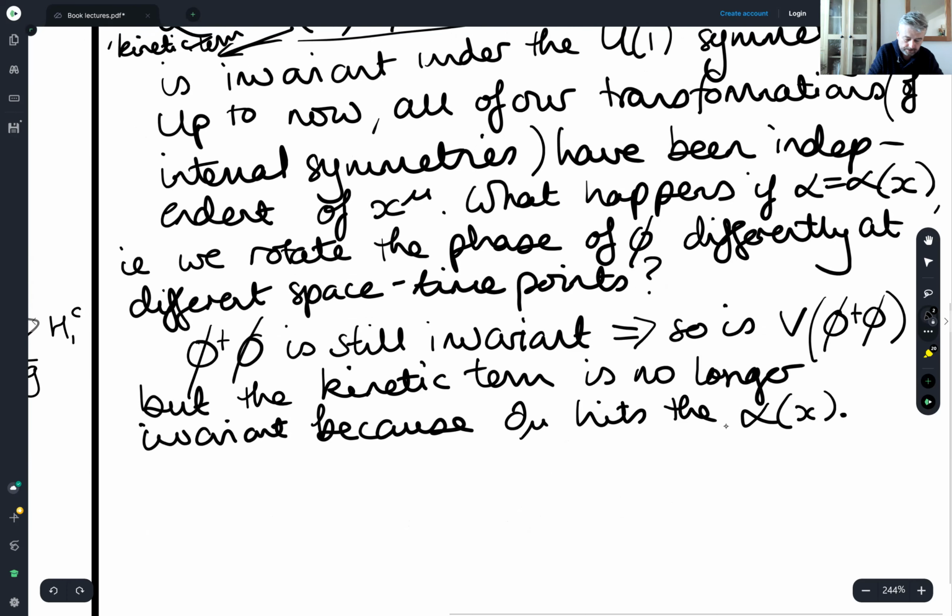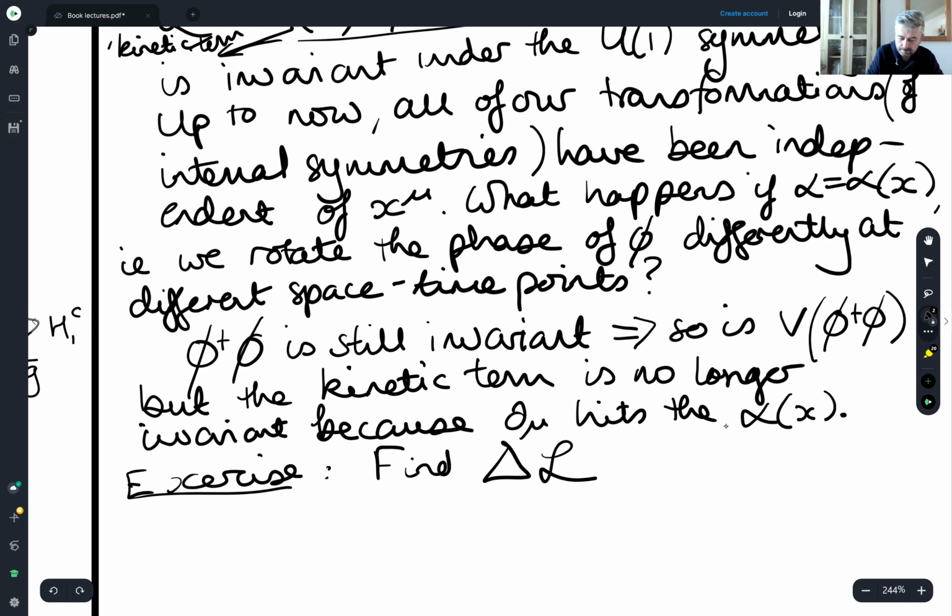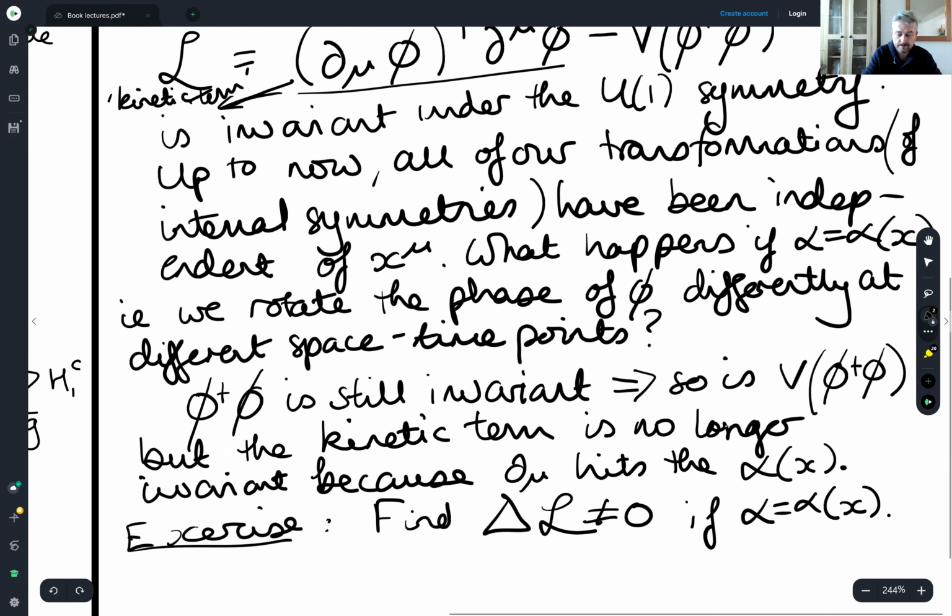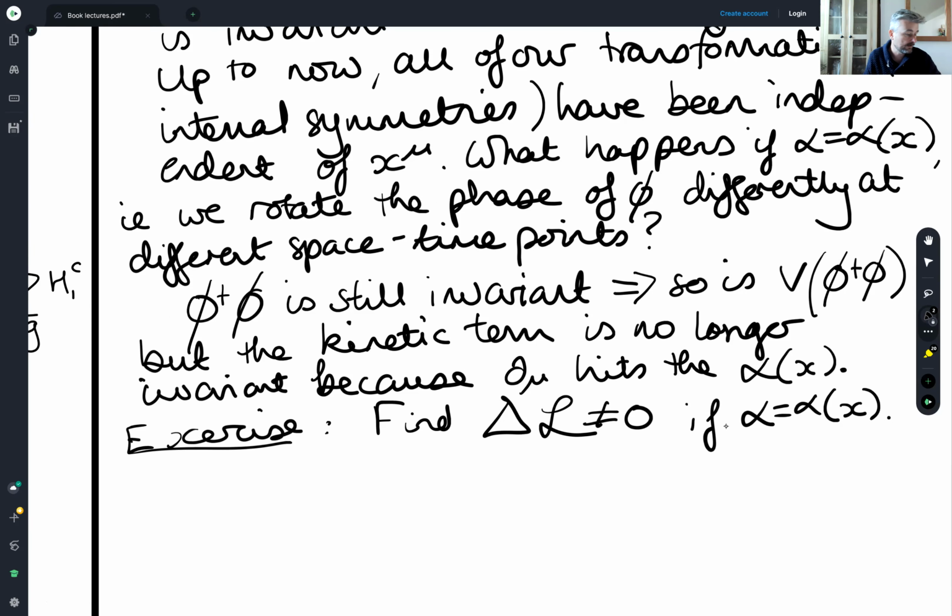So there's a little exercise for you at this point, as I'll do it now. Find the change in Lagrangian, and you should get a non-zero change if alpha is a function of x, and you don't change anything else about this Lagrangian density. All right, so you'll find that it's non-zero. And so to reassert the invariance under this new symmetry, which is now space-time dependent, we have to add a new field.